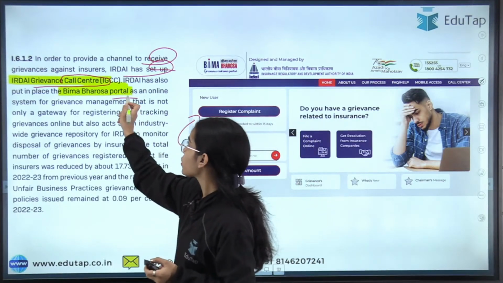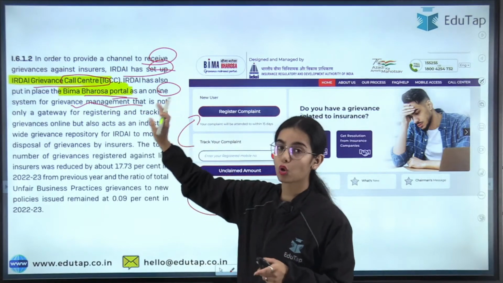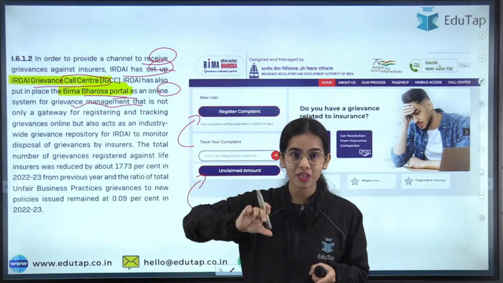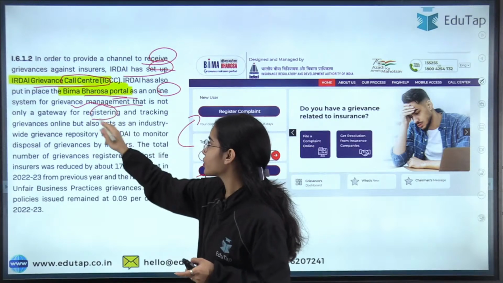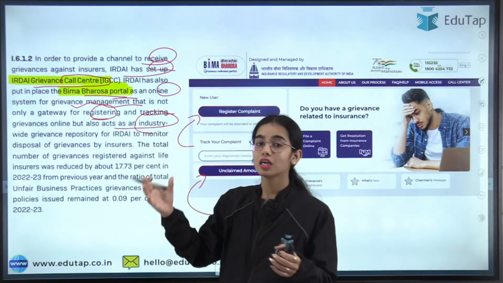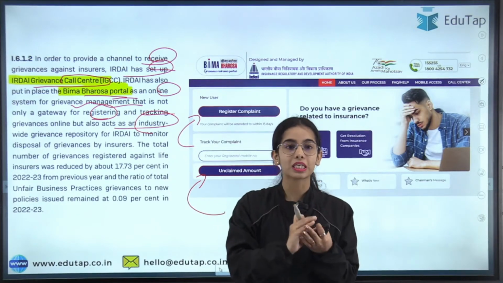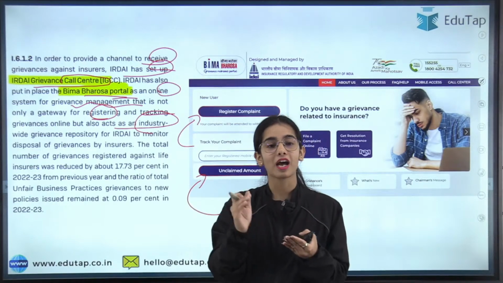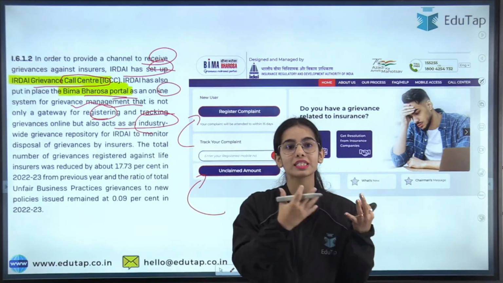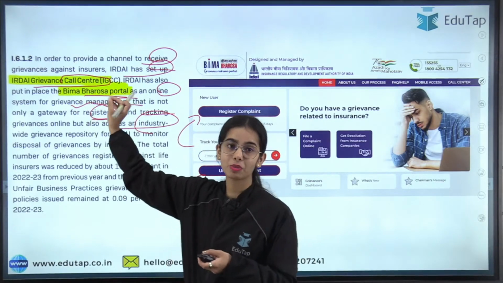Bima Bharosa portal is an online system for grievance management. It is not only a gateway for receiving, registering and tracking grievances online, but also acts as a repository for the grievances received from people. That means we can see in which segment people are having the most problems. So this is the basic idea of the Bima Bharosa portal.